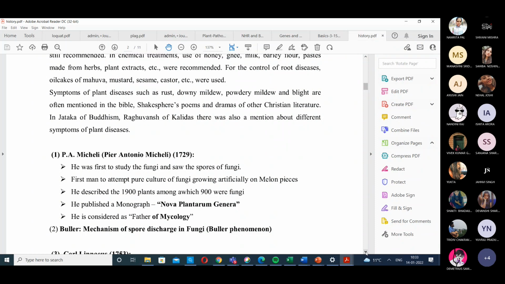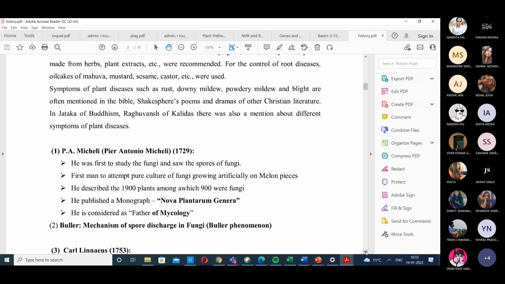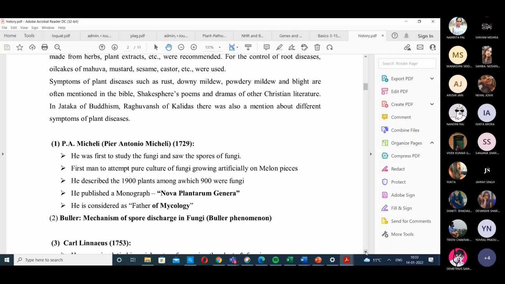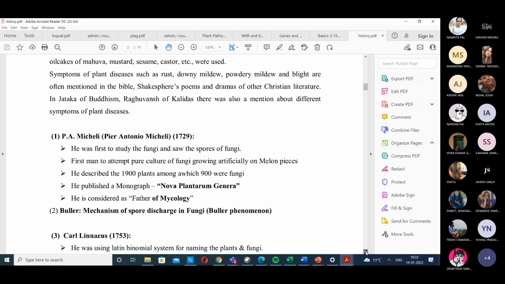And he described 1900 plants, among which 900 were fungi. He published a monograph, Nova Plantarum Genera. He is considered the father of mycology also, right? Then Buller gave a mechanism of how spores are discharged in the fungi. Again, it was given by Buller, known as the Buller phenomenon, right?